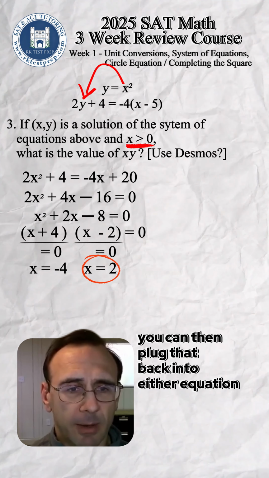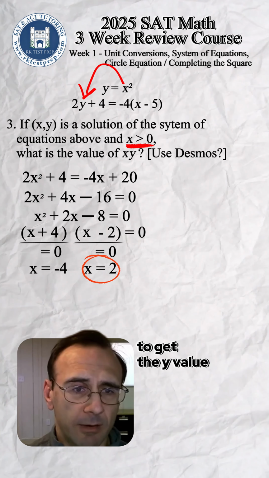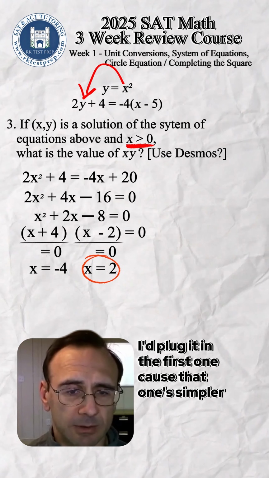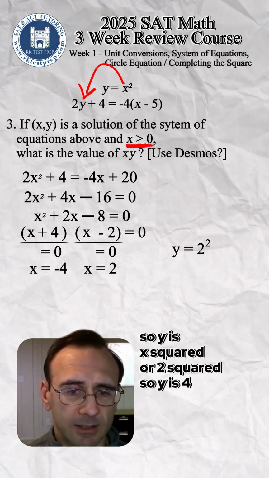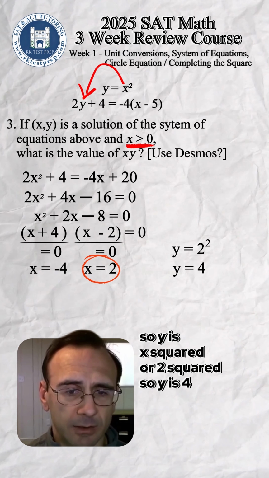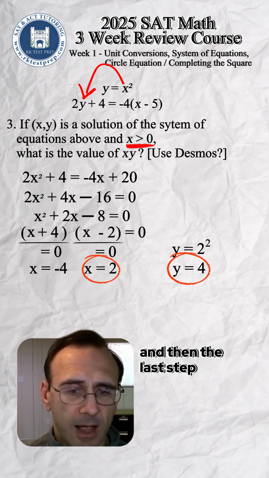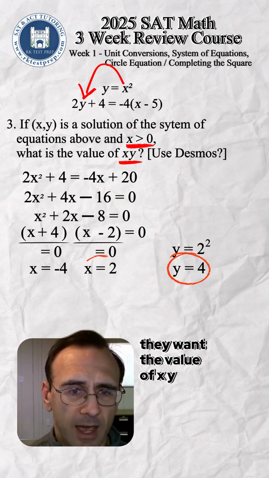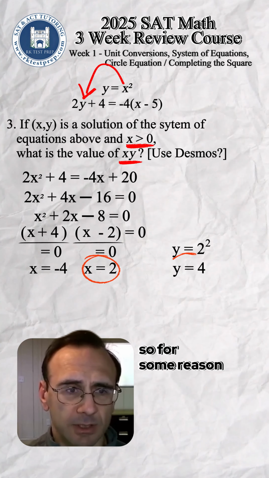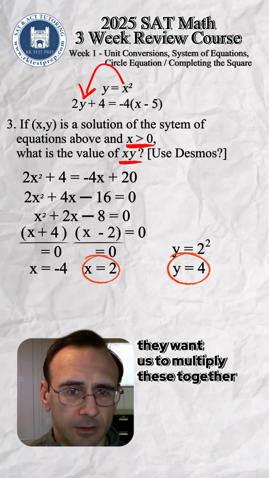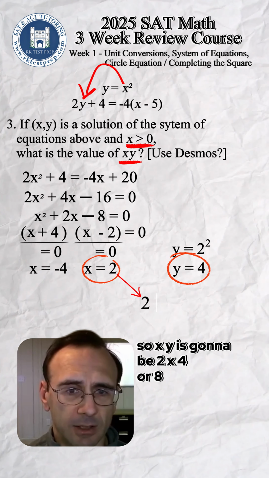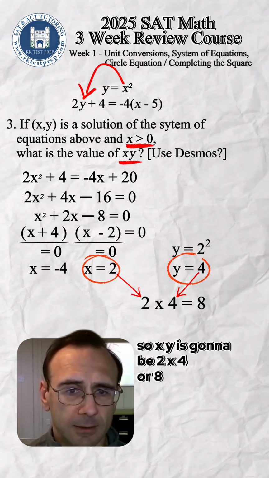You can then plug that back into either equation to get the y value. I'd plug it in the first one because that one's simpler. So y is x squared, or 2 squared, so y is 4. And then the last step, they want the value of xy. So for some reason they want us to multiply these together. So xy is going to be 2 times 4, or 8.